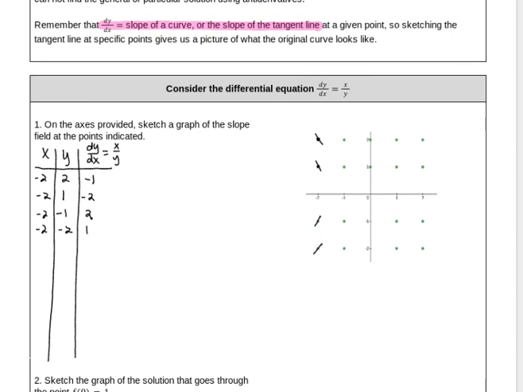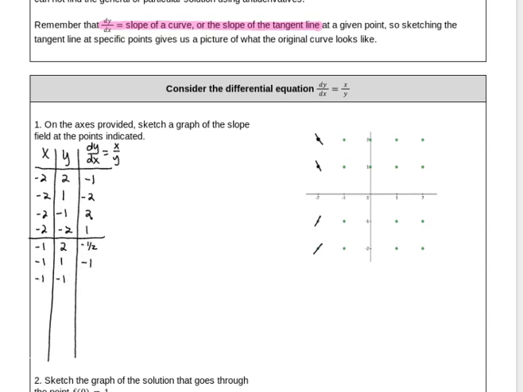Now I've done all of those points that are over there on the left. So I'm going to go ahead and pick an x value of -1. So I'm going to do (-1, 2). That's going to give me a slope of -1/2. (-1, 1) is going to give me a slope of -1.